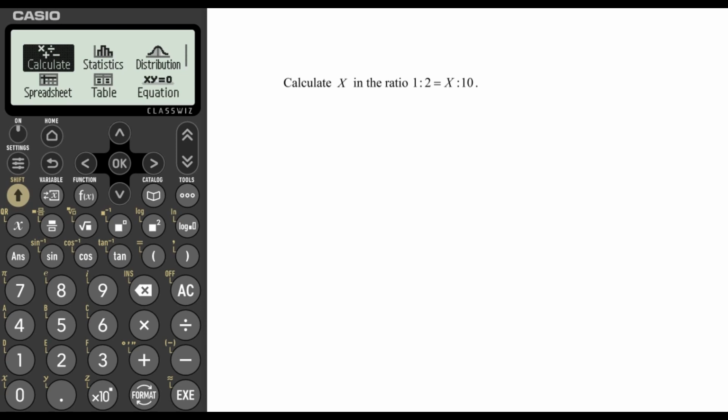We can use our calculator to calculate ratios. From the main menu, scroll down to the ratio submenu and then press execute. Now in this example, we have to calculate x in the ratio 1 to 2 equals x to 10. So the type we have here is the first type, a to b equals x to 10. We have a, which is 1, b, which is 2, and d, which is 10. If we press execute, we can input those in. We have 1 to 2 equals x to 10. And if we press execute, you will see x is equal to 5.